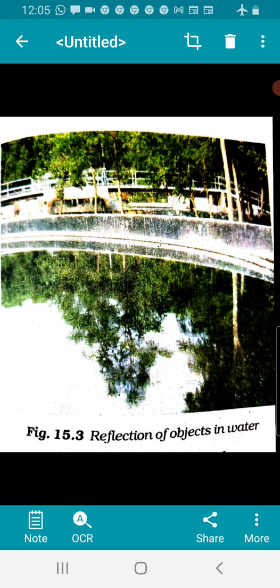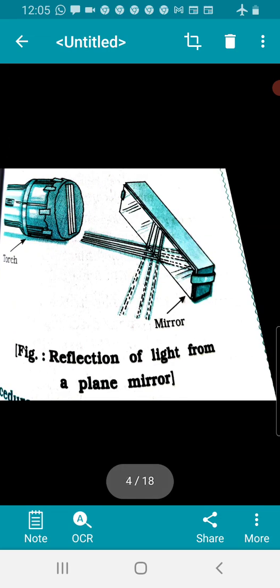So, any polished or shiny surface can act as a mirror. You have learned in class 6 that a mirror changes the direction of light that falls on it. This change of direction by a mirror is called reflection of light. Now, here we are going to perform a similar activity.